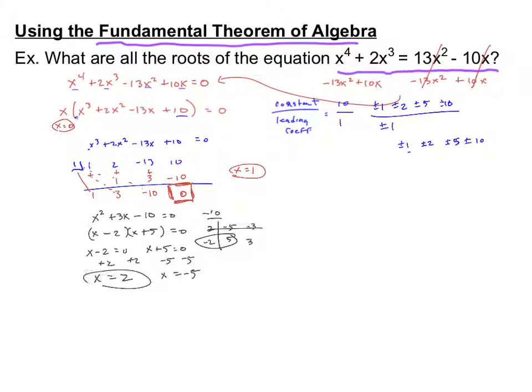So we have just found 4 roots: x equals 0, x equals 1, x equals 2, and x equals negative 5, using the quadratic formula, synthetic division, and the greatest common factor. And of course, if we went back and looked, all of those roots end up falling under our possible rational roots.